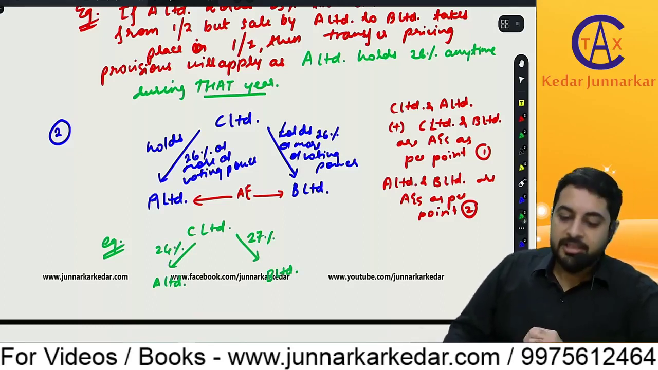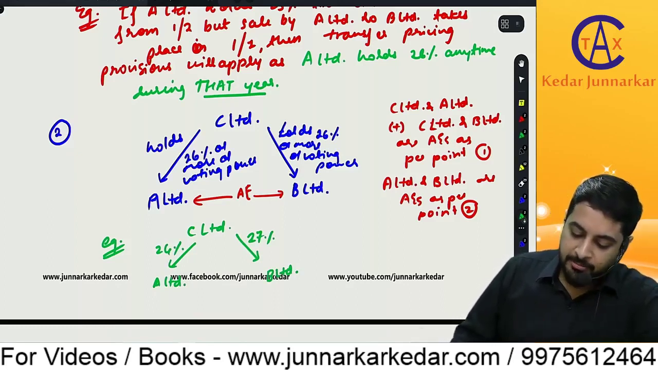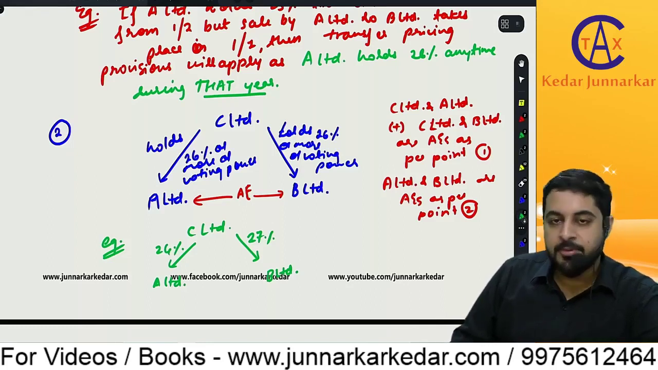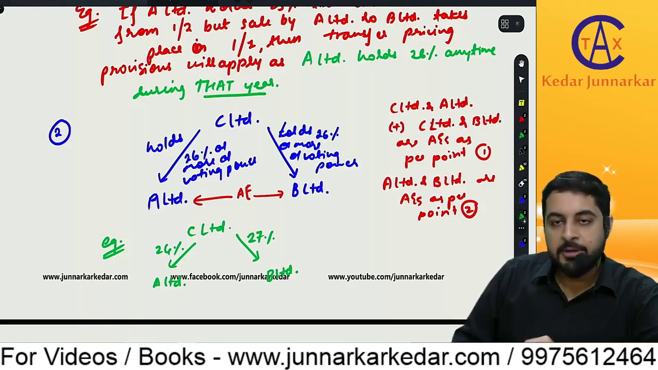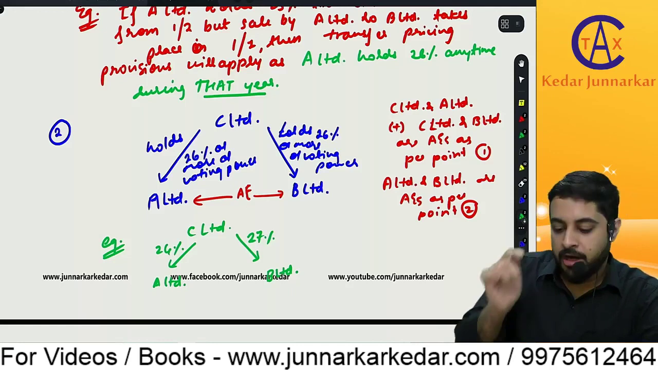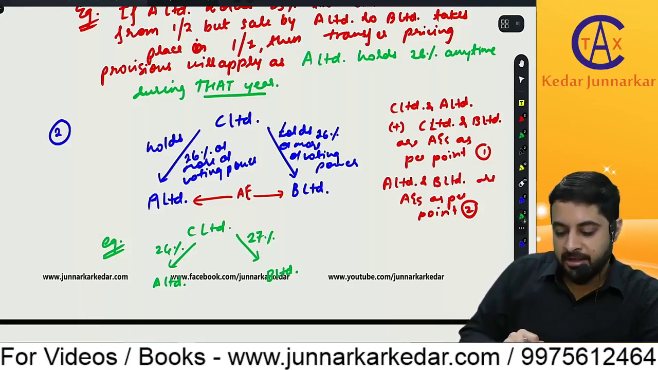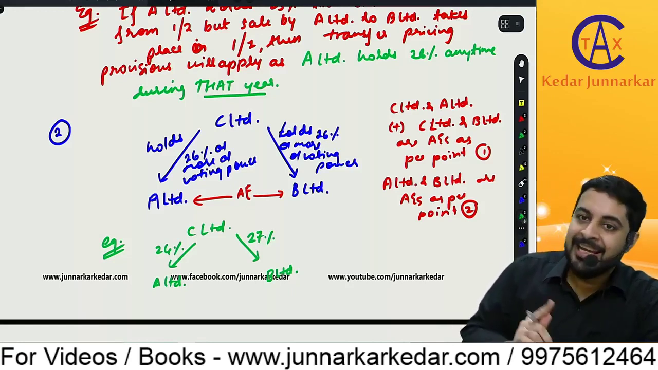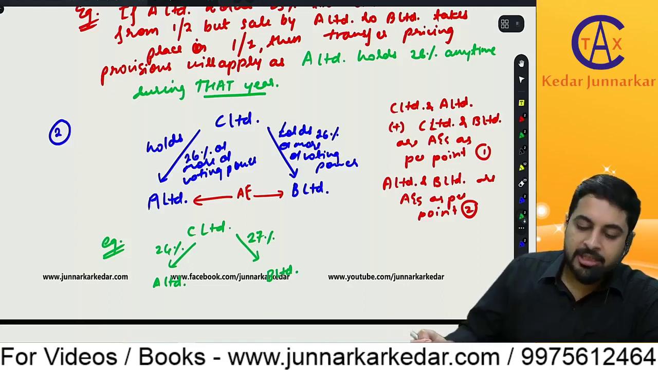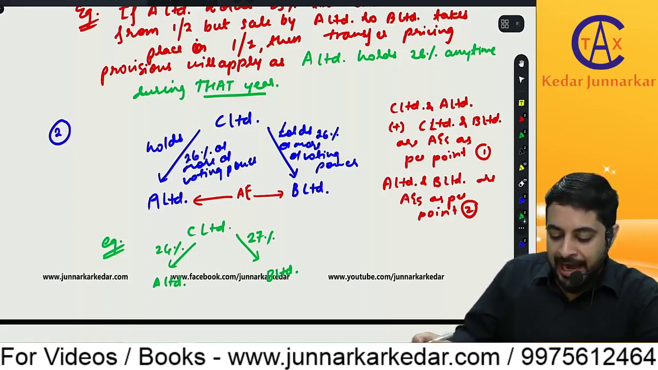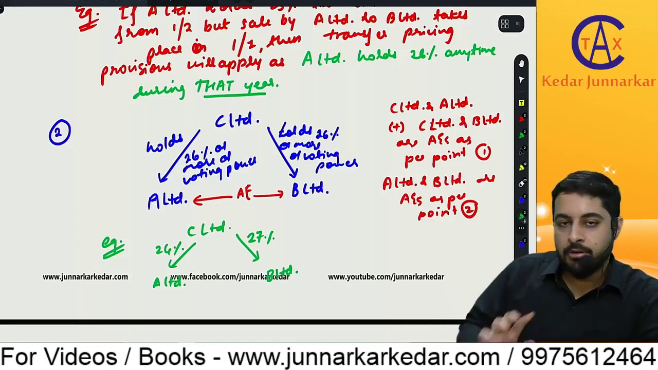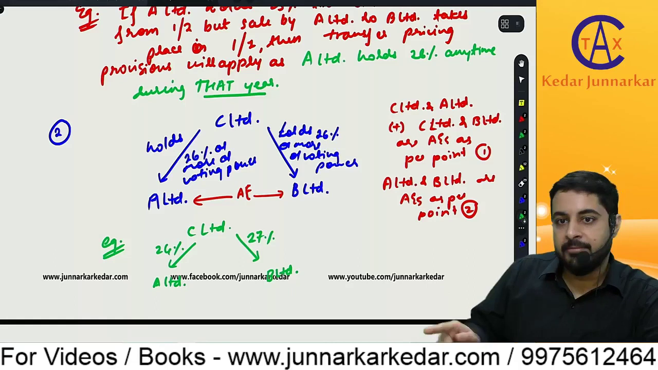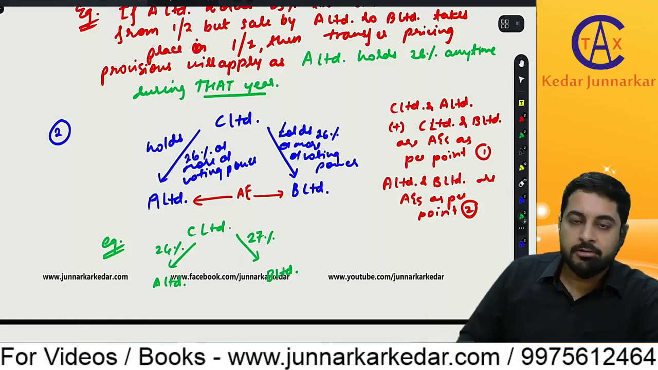For example, C Limited holds 24% in A Limited and C Limited holds 27% in B Limited. Then in that case, what would be the impact? So here as per point number 1, C Limited and B Limited are A's. But C Limited and A Limited are not A's because it is not holding 26% or more. And C Limited is not holding 26% or more in A and B both. It is holding only in B Limited. So therefore A Limited and B Limited are also not A's.